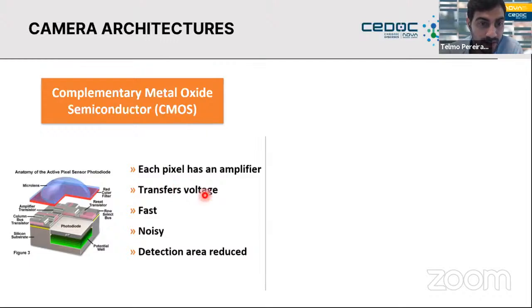These cameras then transfer voltage into the analog to digital converter. They usually are very fast. They have a bit of noise, and as I already told you, the detection area is a bit reduced because they contain all of these electronics in each pixel.